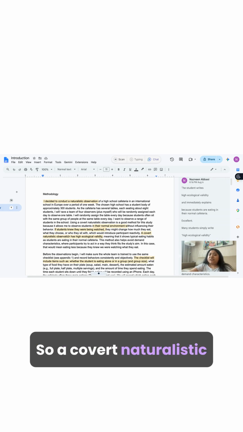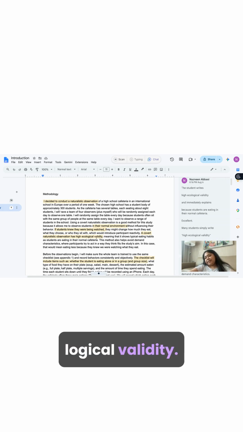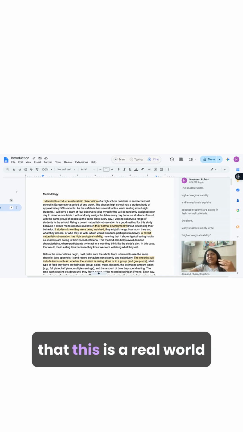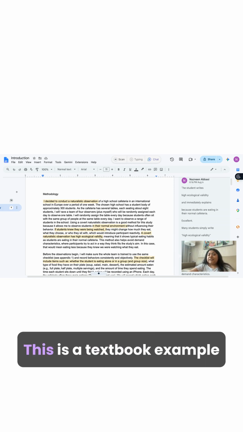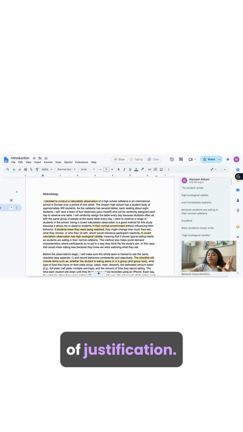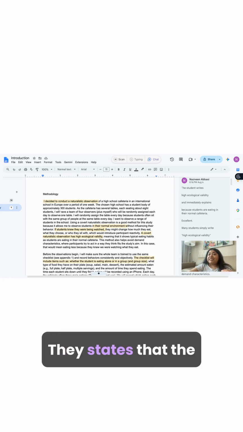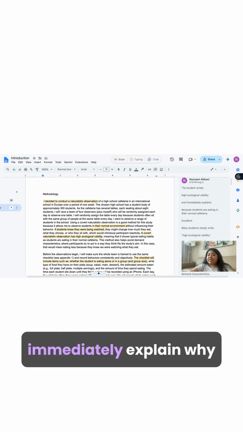A covert naturalistic observation has high ecological validity. In the normal environment, a real world setting, the students did not know that they were being watched. This is a textbook example of justification. They state the concept and then immediately explain why it applies to their specific setting.